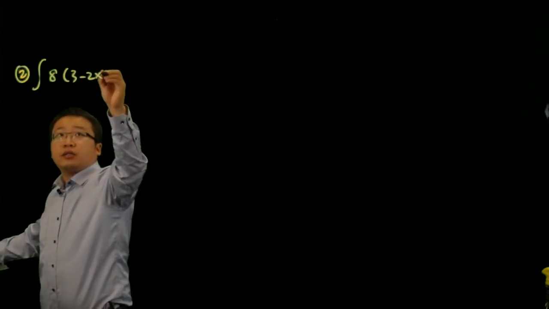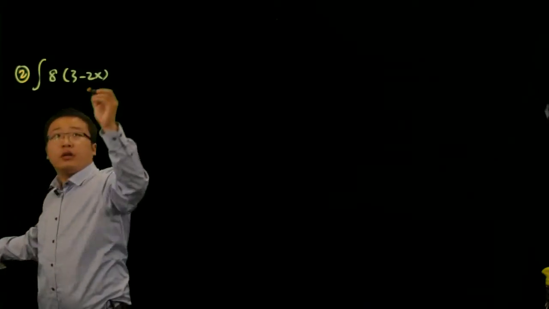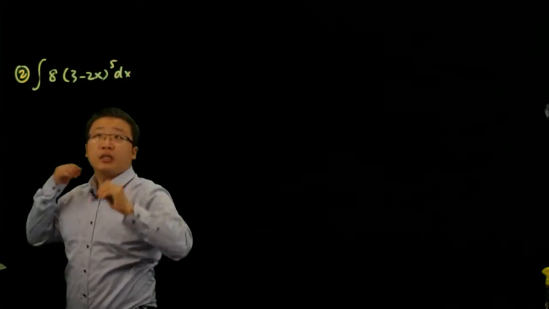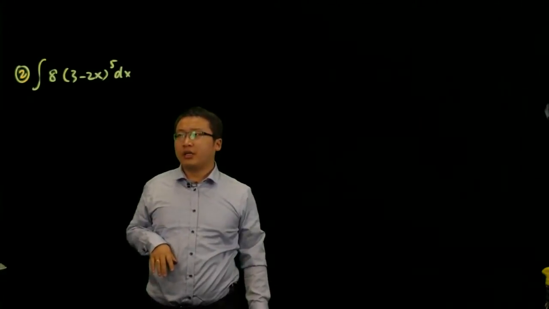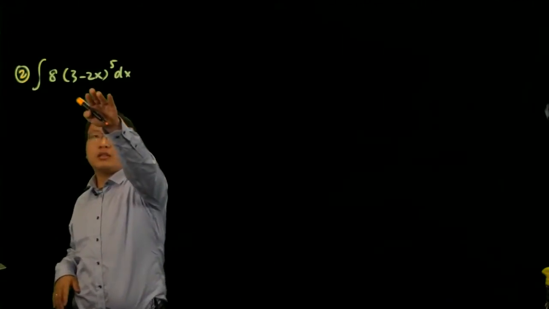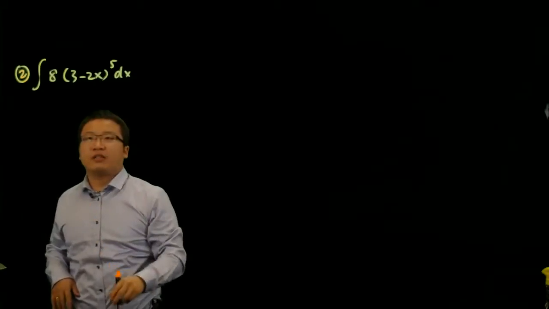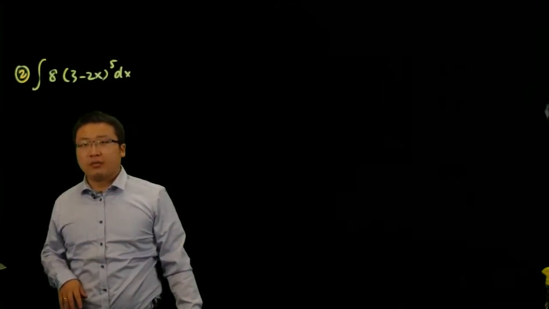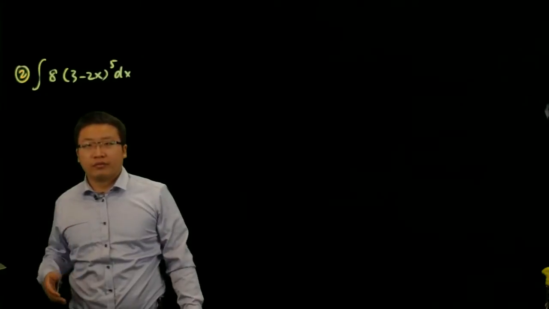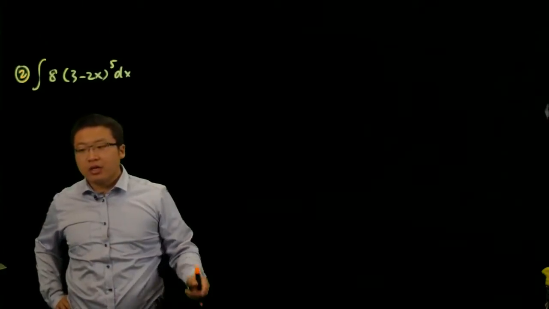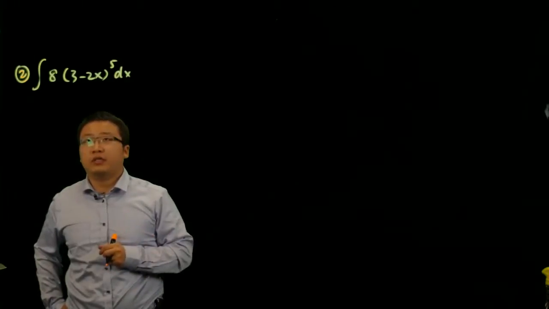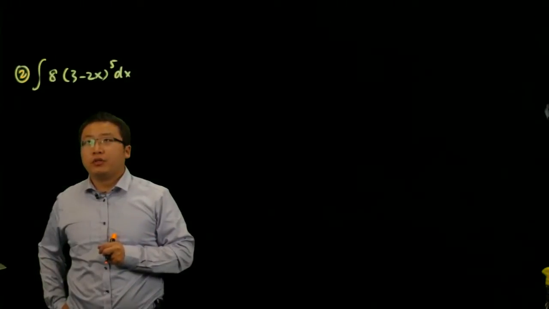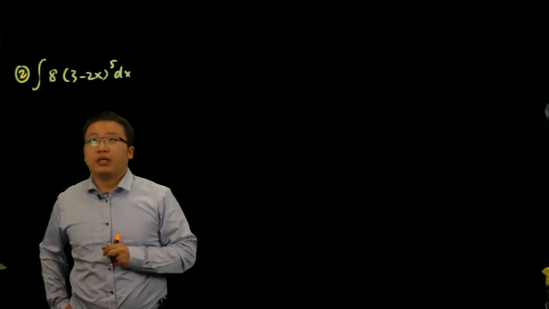integral 8 times (3 minus 2x) to the power of 5 dx. For this question, you really cannot integrate it directly unless you want to expand it, multiplying this 5 times and combining them to get pieces of x to the power of 5, some number times x to the 4th, and so on, then doing them separately, which is pretty much a pain because there's a lot of calculation involved. Now, if we use u substitution, it will make it easier.